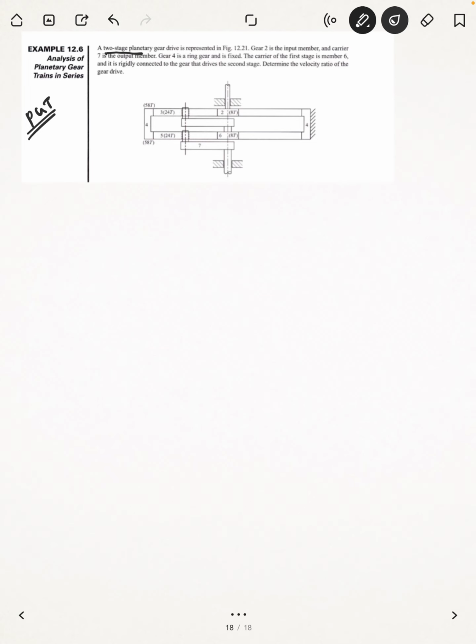There will be two stages, and gear 2 is the input gear. The carrier is 7. Sorry, carrier 7 is the output, and gear 4 is a ring gear that is fixed. The carrier of the first stage is 6, and it is rigidly connected to the gear that drives the second stage. Determine the velocity ratio of the drive gear.